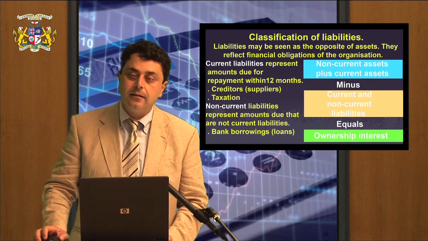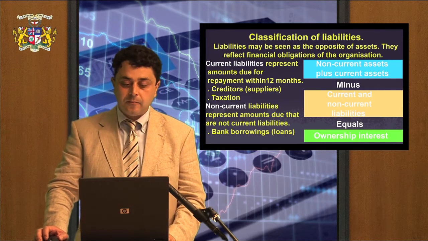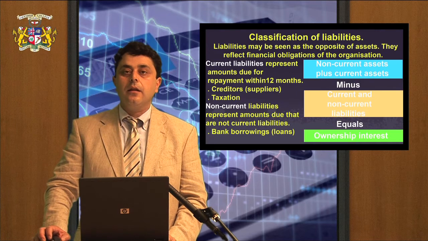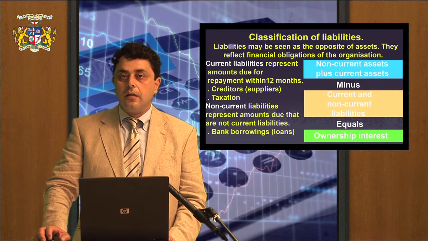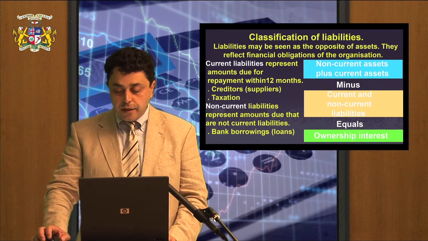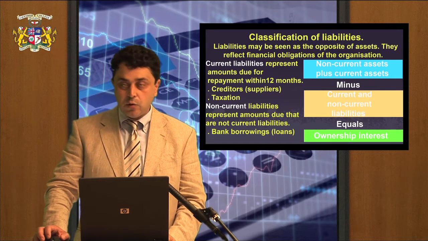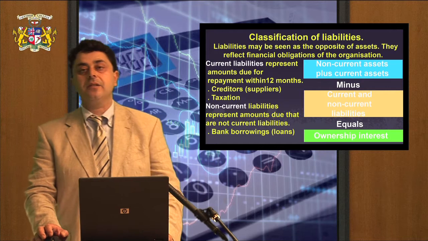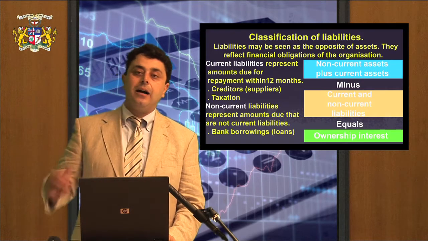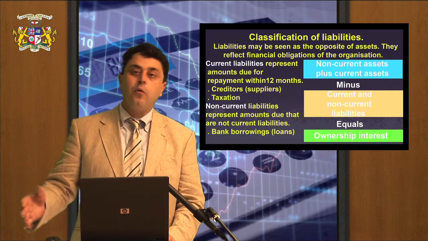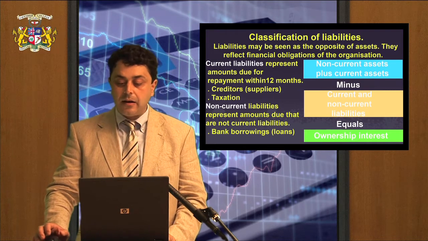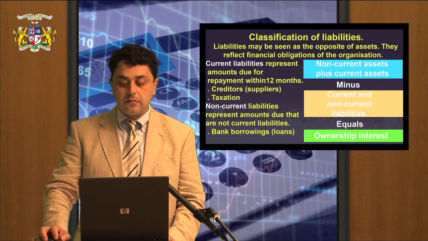So the next type of liabilities is the non-current liabilities. These are liabilities that do not have to be paid within the next 12 months. They have to be paid after more than 12 months. These typically include bank loans.